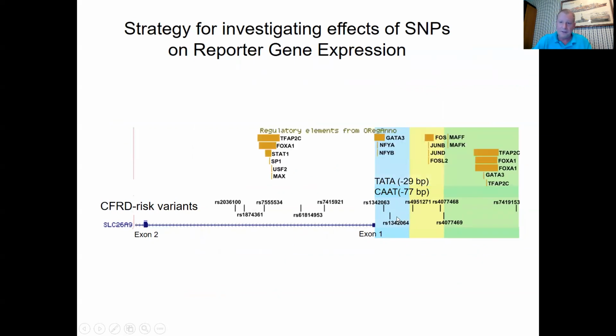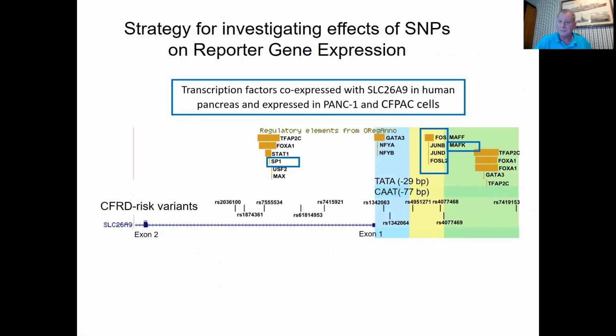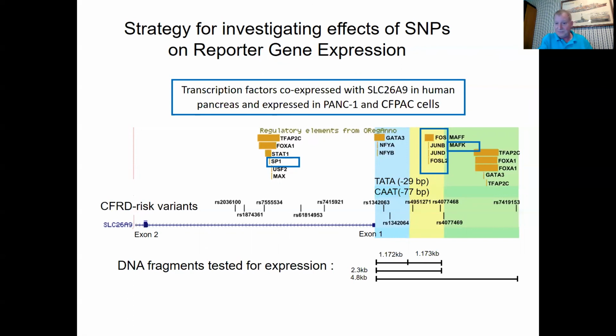We can also find binding sites for transcription factors, and I show you them here. And in fact, when we take a look at the single-cell RNA-seq of the pancreas, and at the cells that express A9 and CFTR, these are the transcription factors found in those cell types. Fortunately, those same transcription factors are found in PANC1 cells and CF-PAC cells. So we can use PANC1 cells and CF-PAC cells, because they have the transcription factors and likely binding sites, to test the effect of taking pieces of DNA that contain either high-risk or low-risk variants and ask, do they affect the expression of a luciferase reporter expression system?